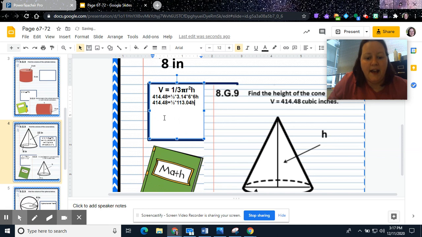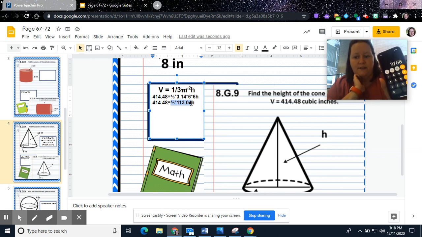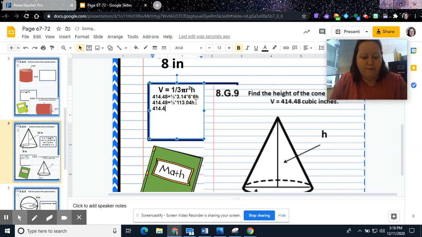So now I have this 1/3 times 113.04. This is where I was talking about before that instead of dealing with that fraction, if you're multiplying by a third, that's the same thing as dividing by 3. And so then you get 37.68. So when you're writing it on your third line, 414.48, that side hasn't changed yet. Now you have 37.68 times h.